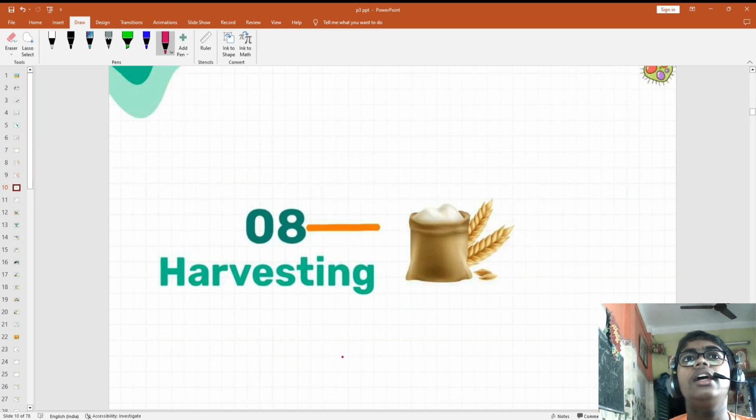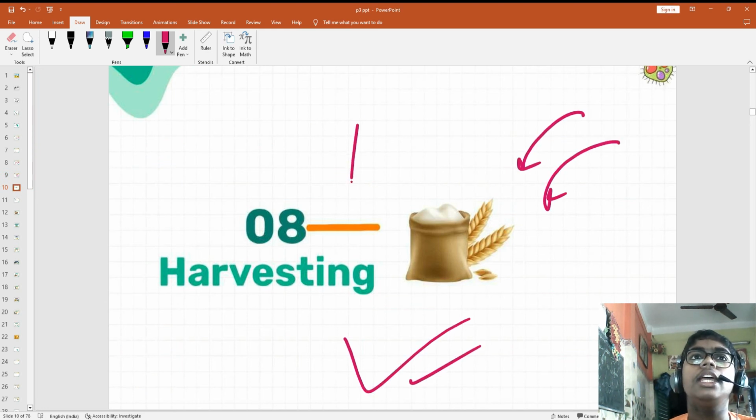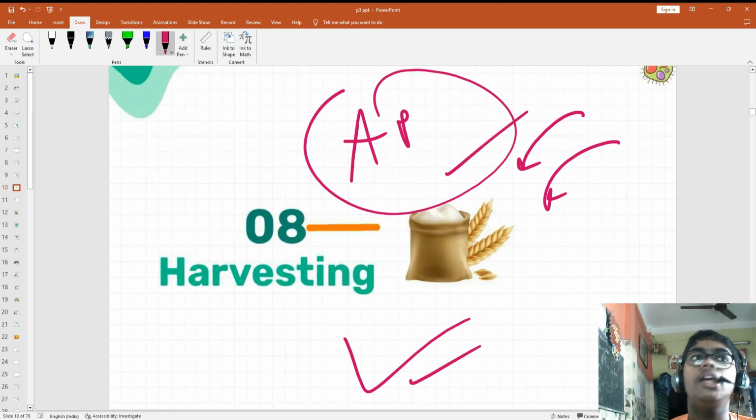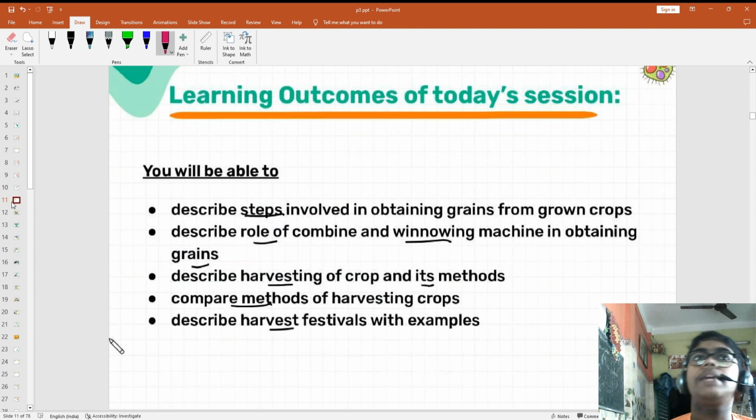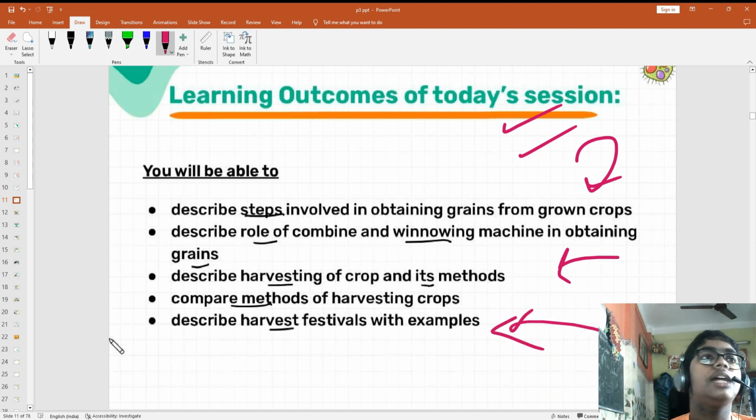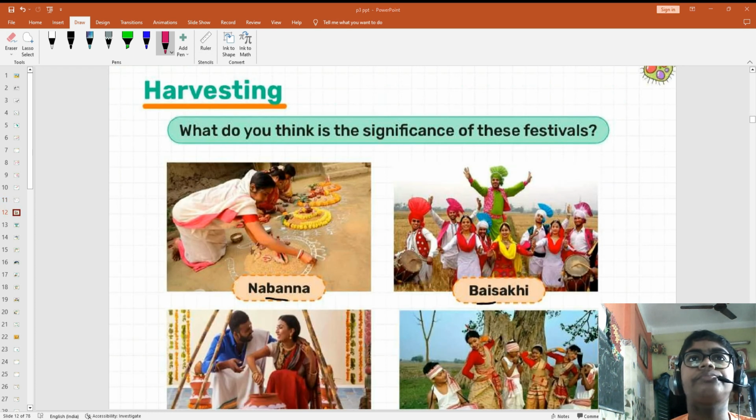Understood? Now the next part, that is harvesting of the crop production. This is the agriculture practice again. Remember, don't forget the topic I am telling. In today's class, you will be learning about the steps. You will be learning about the harvesting process, their examples, their methods, everything you are going to learn. Let's start learning.